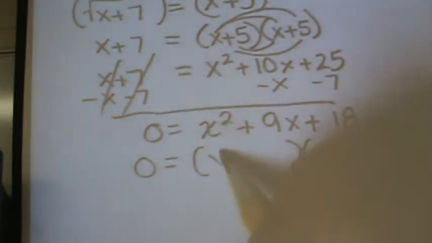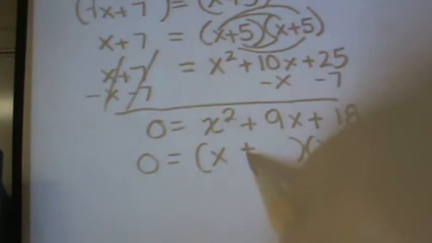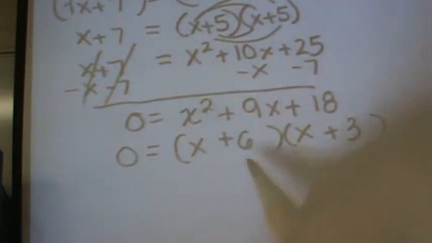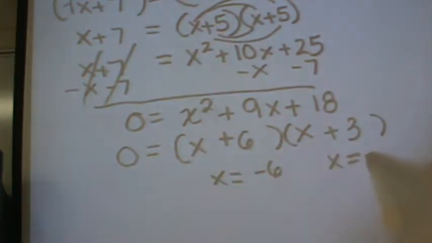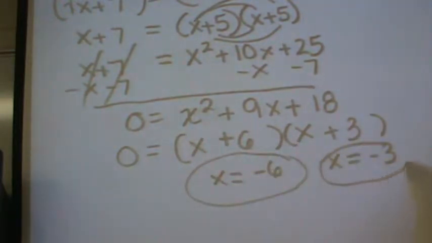Now you have to factor. What times what is 18 but adds to be 9? 6 and 3. Bingo. You got it. So what are your 2 possible solutions? Negative 6 and negative 3. Yep. So these are the solutions. These are the zeros.